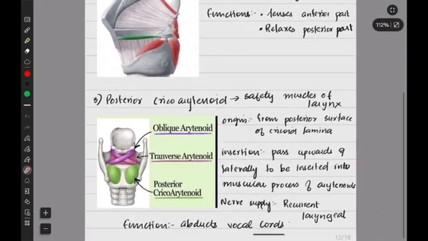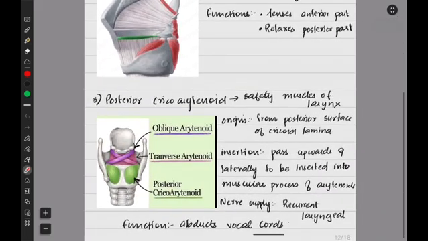The next is the posterior cricoarytenoid. This posterior cricoarytenoid muscle is known as the safety muscle of the larynx. So origin from the posterior surface of the cricoid lamina. So it originates from the posterior surface of the cricoid lamina and insertion passes upwards and laterally to be inserted into the muscular process of the arytenoids.